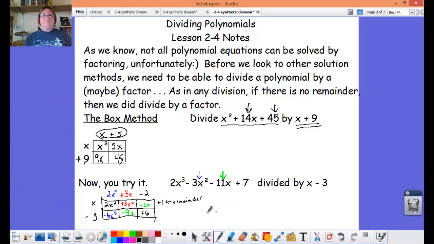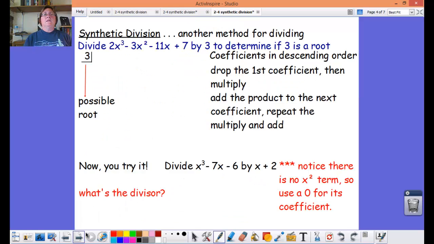Okay, here's my division. I came up with an answer of 2x squared plus 3x minus 2 with a remainder of 1. Down here I came up with positive 6, but I was supposed to get to positive 7. It would take 1 to get there, so I have a remainder of 1. I'd like us to try that same problem now using a different method.